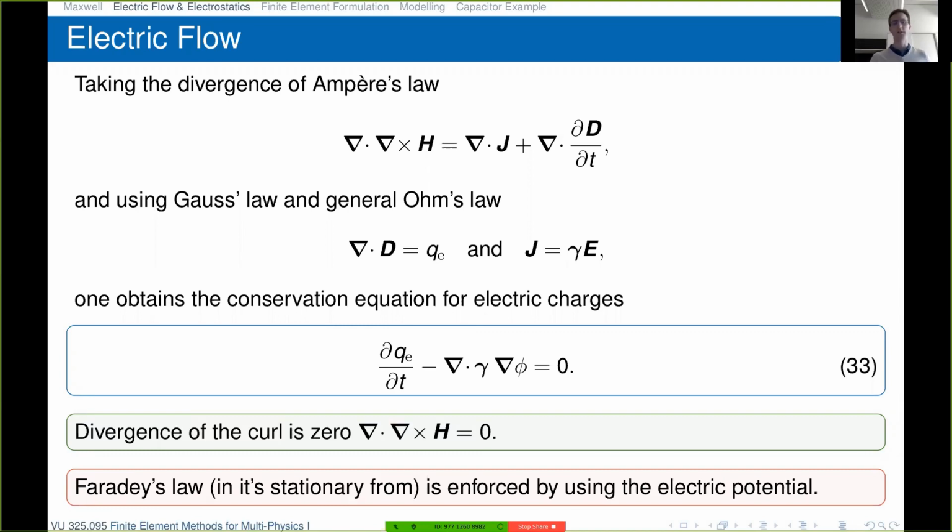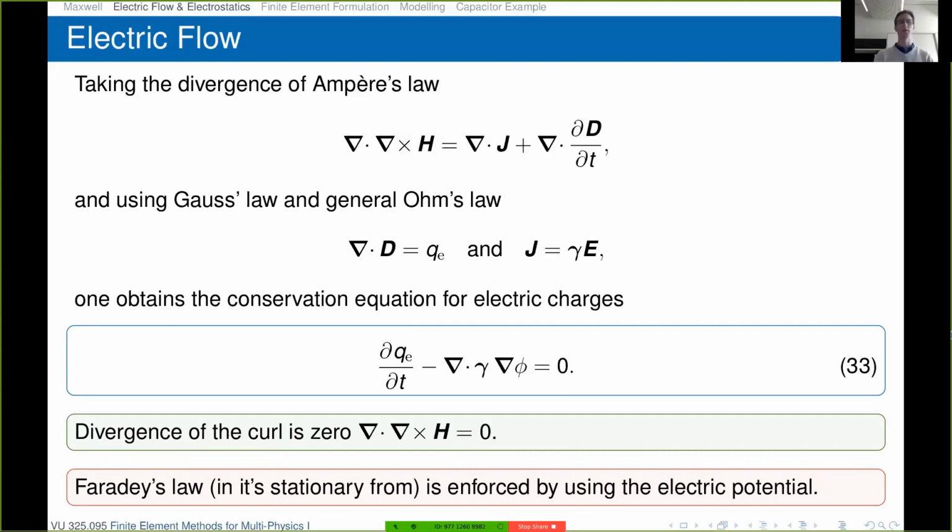We can also see that this actually, again, has the characteristic form of a conservation equation. We have the time derivative of the conserved quantity and the divergence of the flux of the conserved quantity.